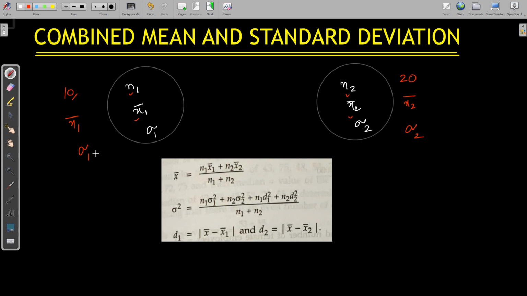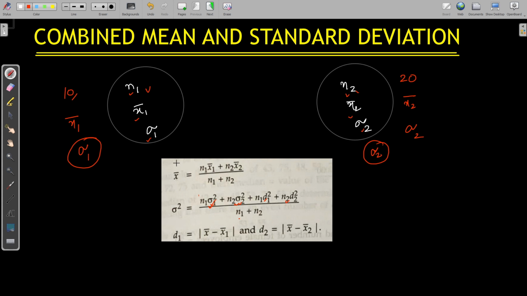Then comes the variance formula. Okay, so variance, it's a square. See what you're going to do. First we will do n1 sigma 1 square plus n2 sigma 2 square. Then see there is a new term called d1. I'll explain what that means. Then we have n1 d1 square plus n2 d2 square, divided by n1 plus n2. Now you already know what sigma 1 and sigma 2 are. Sigma 1 is the standard deviation for the set of values of n1. Sigma 2 is the standard deviation for the values of n2.